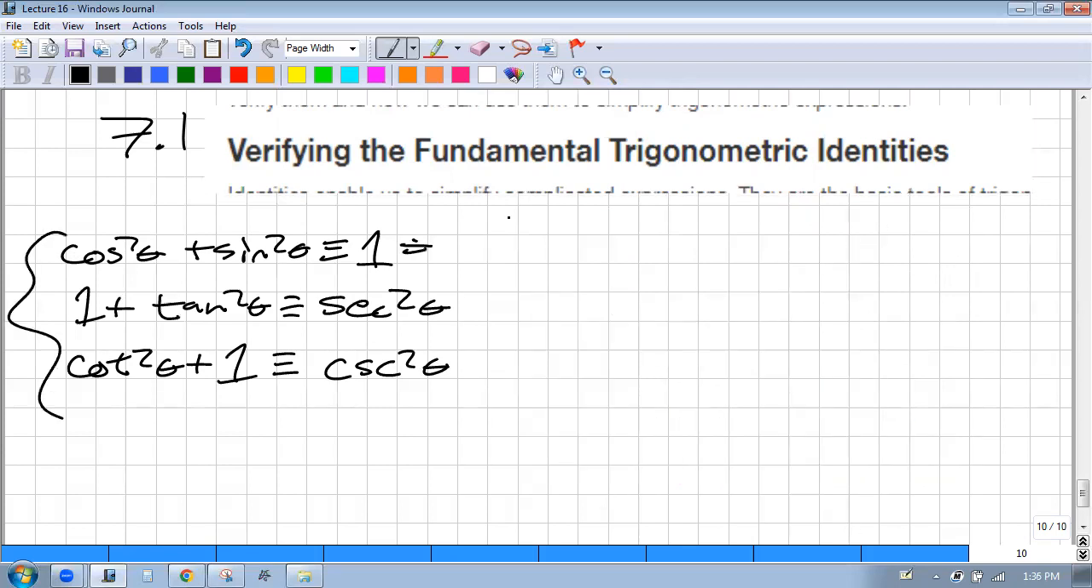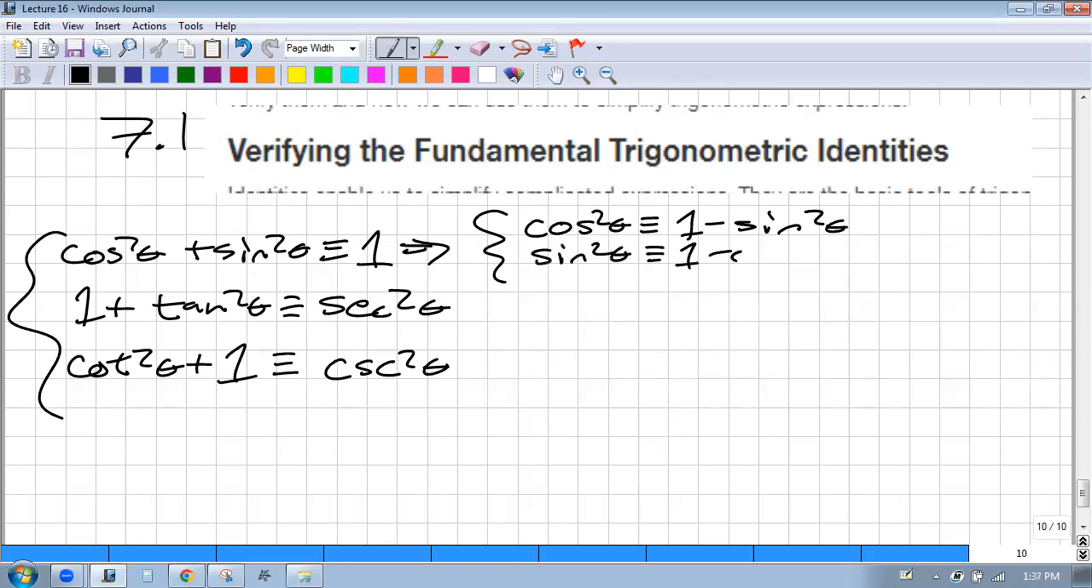This one, we quite often use it like this. Cosine squared is 1 minus sine squared, or sine squared is 1 minus cosine squared. So this we use constantly. We usually use it in one of these forms to turn a cosine squared into a sine squared or vice versa, right? So we're going to use these a lot.